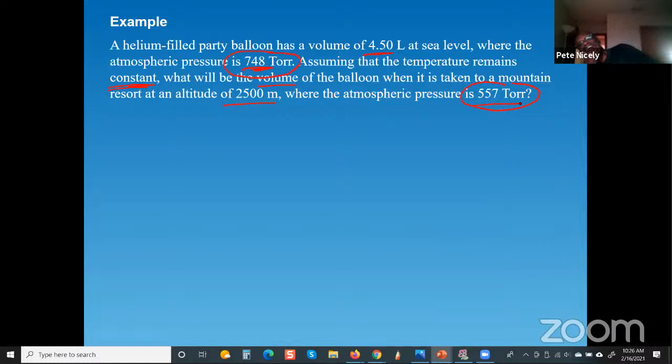Can anybody come up with a reasonable answer to that question? Why is it that at elevated areas, the atmospheric pressure is lower compared to sea level? Anybody? Well, anybody want to take a stab at this? Come on, no idea?